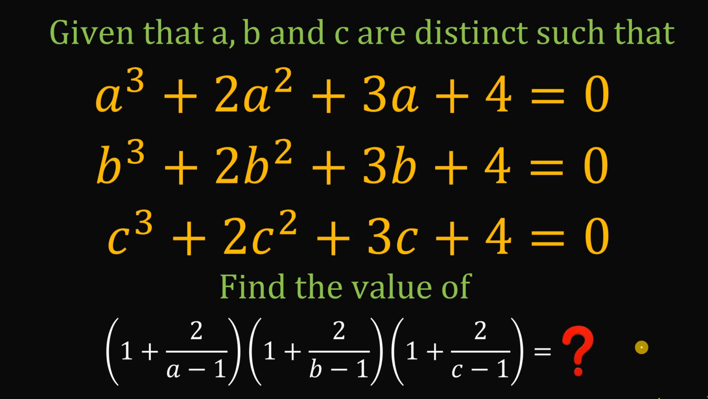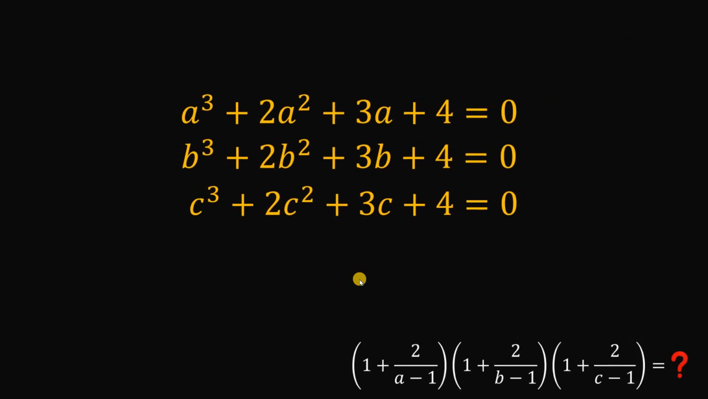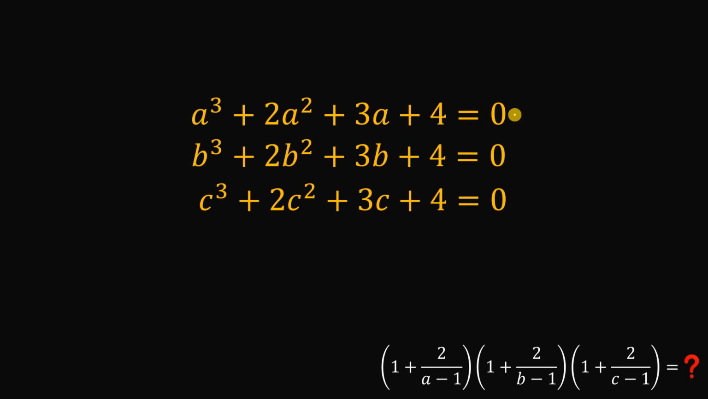Now suppose you paused this video. Now let's see if you got the correct answer. So in this question, given these three equations and A, B, and C are all distinct, our goal is to find the numerical value of 1 plus 2 over A minus 1, multiplied by 1 plus 2 over B minus 1, multiplied by 1 plus 2 over C minus 1.